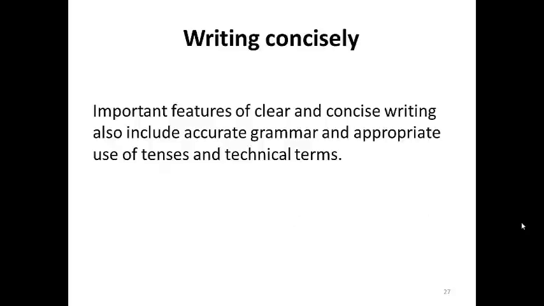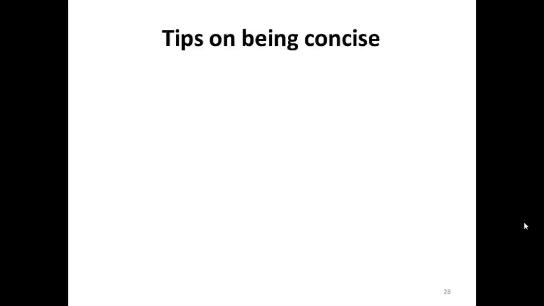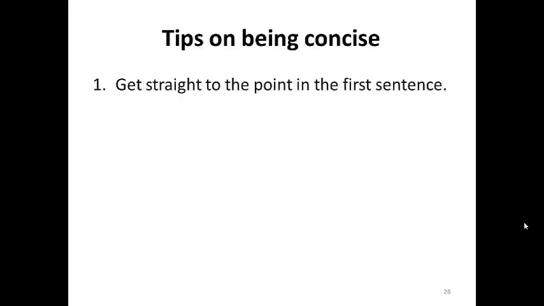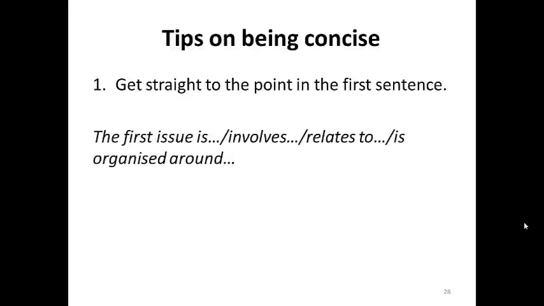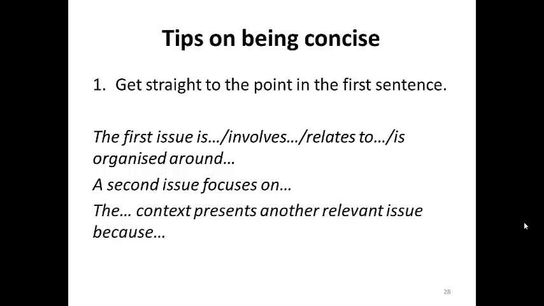Still on writing concisely, important features of this type of writing also include accurate grammar and appropriate use of tenses as well as technical terms. So make sure in your first sentence you get straight to the point. For example, the first issue is, involves, relates to, etc. Or a second issue focuses on. And finally, the context presents another relevant issue. So these types of structures used in your first sentences immediately alert your reader to what you are going to talk about in your paragraph.